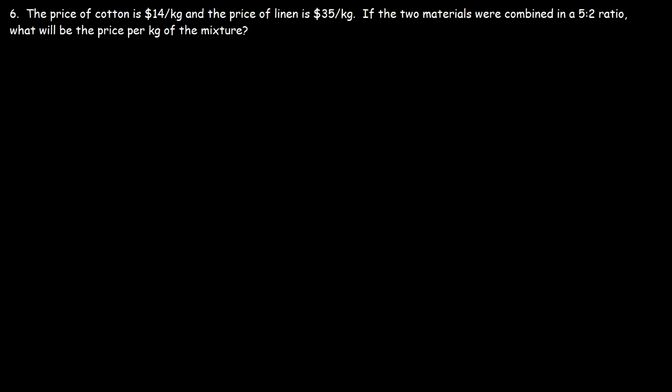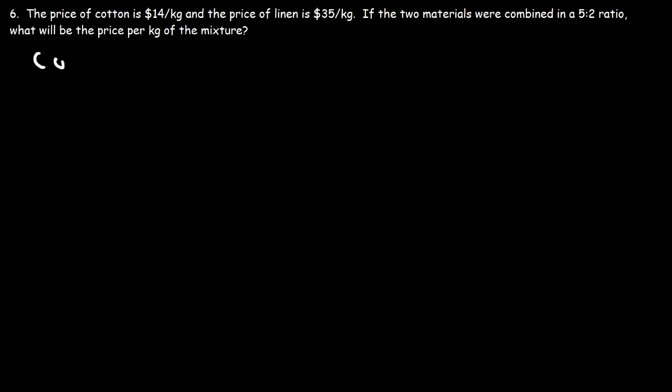Number 6. The price of cotton is $14 per kilogram, and the price of linen is $35 per kilogram. If the two materials were combined in a 5:2 ratio, what will be the price per kilogram of the mixture? So go ahead and take a minute and work on this problem. If you want to, feel free to pause the video.